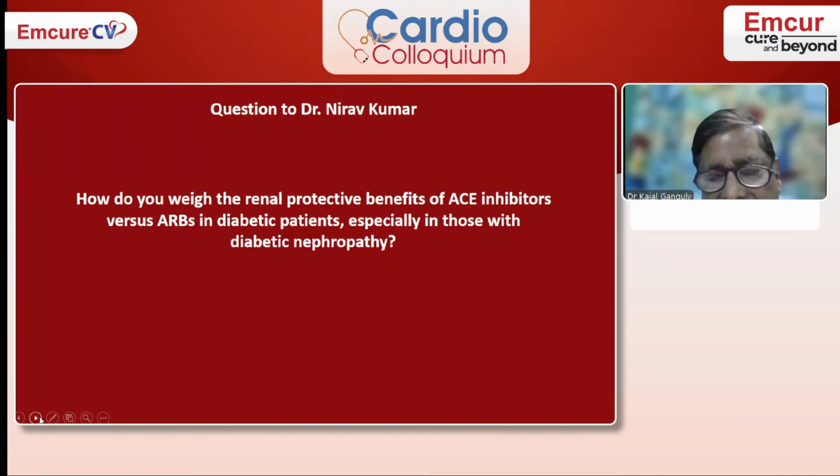But one thing is that in type 1 diabetes, in younger patients with diabetic nephropathy, ACE inhibitors are superior to ARB. But we get mostly type 2 diabetes with nephropathy, where we use, even the diabetologists use, ARB, mostly telmisartan. Right, next.